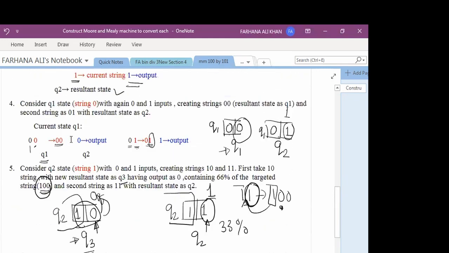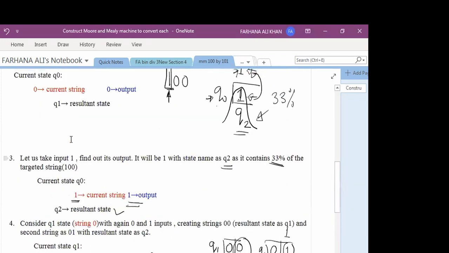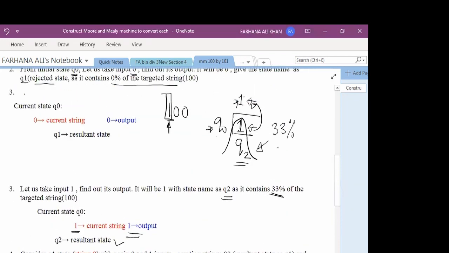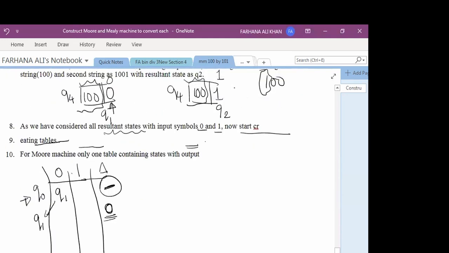Q0 on 1 was going to Q2, because it is containing the 33% of your target string. What was the output of Q2? The output of Q2 is 1, so we have to write that here. So Q0 on 1 is going to Q2, and the output of Q2 is 1, which we have to mention here.